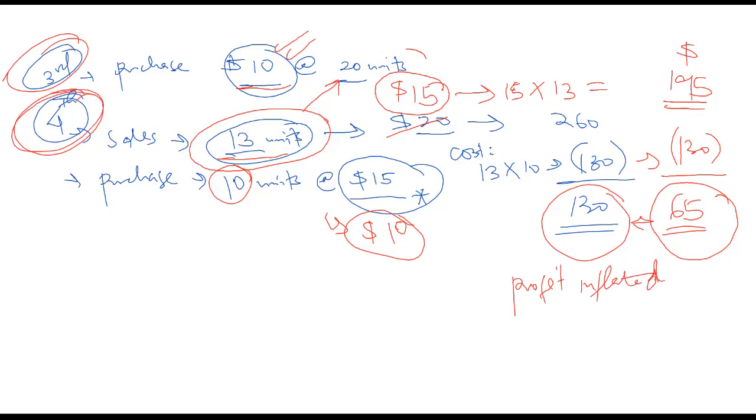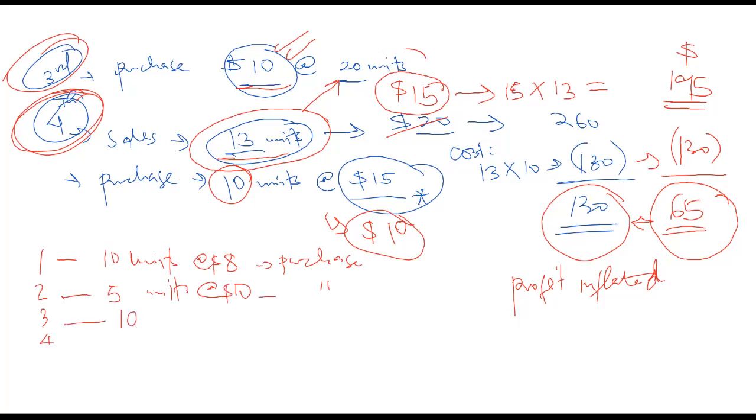Let me give another example. If, for instance, we have here the first day, second day, third day, fourth day. On the first day, 10 items were bought, called units, at a cost of, let's say, $8. This is a purchase. The company bought these items. On the second day, the company bought, let's say, 5 items at a price of $10. This is another purchase. On the third day, the company bought another 10 units at a price of, let's say, $12. There's still another purchase made.